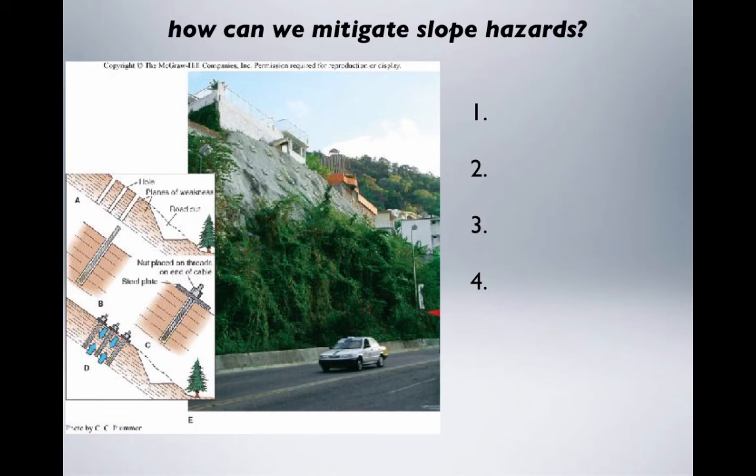Well, we can try to prevent these from happening in the first place. So, how do you do this? One way is to revegetate. Obviously, if you take away vegetation, it weakens the slope. If you put back the vegetation, that helps too. And you should all have seen examples of this.